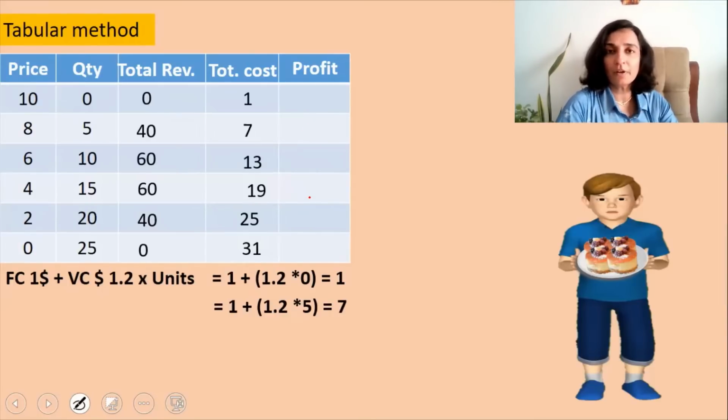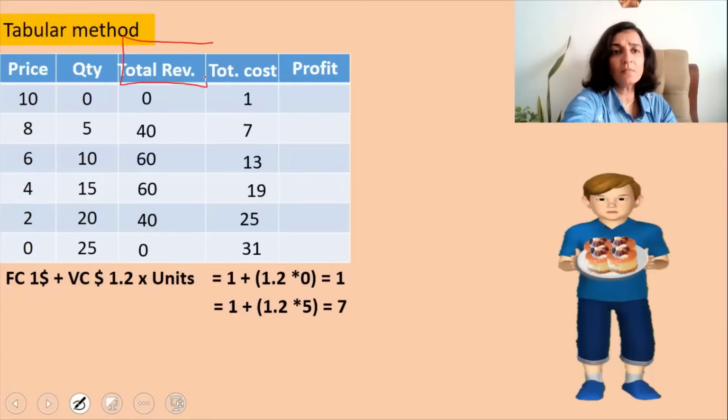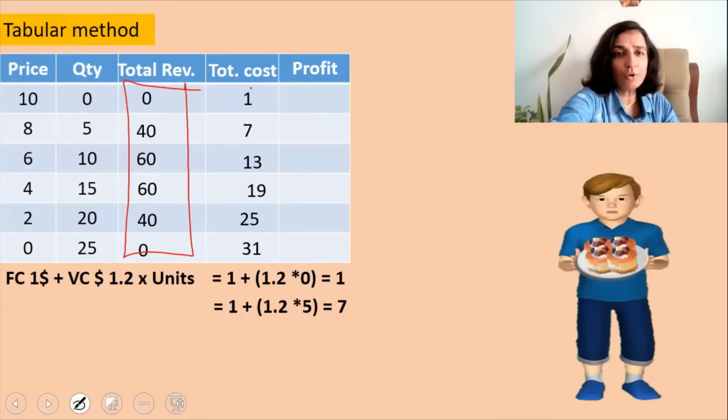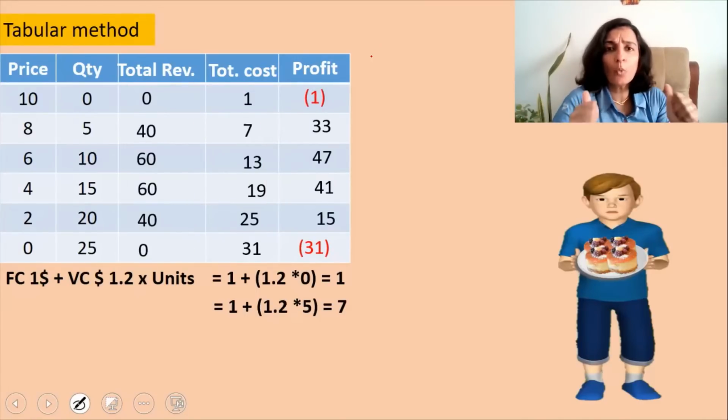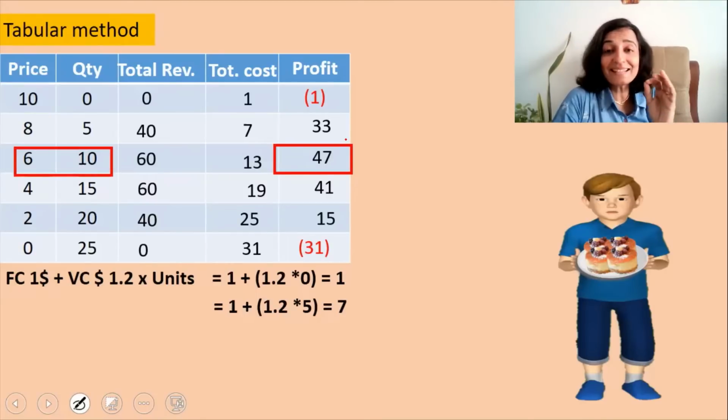Now coming to the profit. What is the profit? Profit is nothing but total revenue minus total cost. So all that you have to do is this column, that's the total revenue column, minus the total cost column, you will get the profit. So the profit works out to the following figures. Now check for yourself, which price quantity combination gives the maximum profit? The maximum profit is $47 and the price quantity combination is 6 and 10.